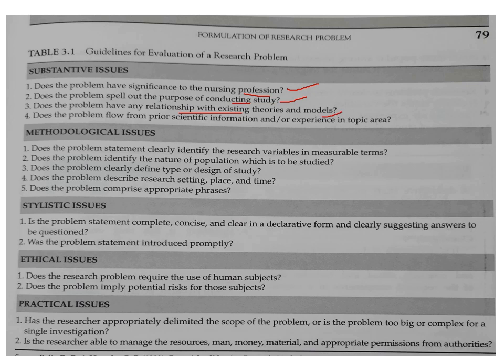Other than that, we can also ask what kind of variables you are going to use, to which population you are going to conduct the research study, what kind of design you are going to use, in which part of India you are going to do it, the place, and the time. All these you can ask yourself when you are doing the research study.